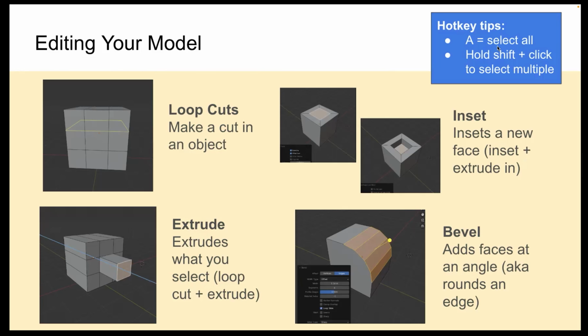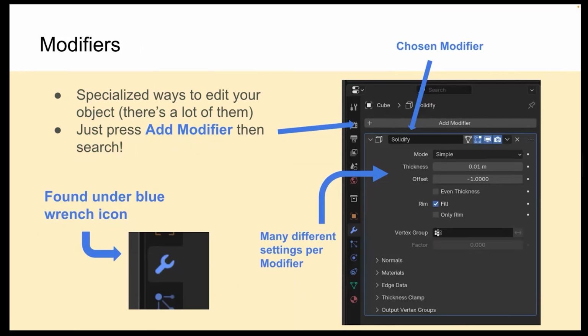And then A to select all, and hold shift and click to select multiple sides of things. And then there's also this thing called modifiers. Modifiers are kind of like extra special ways to edit your objects, and there's a lot of them. But we're gonna go over a few basic modifiers, and you can find it under the blue wrench on the side of the properties tab.